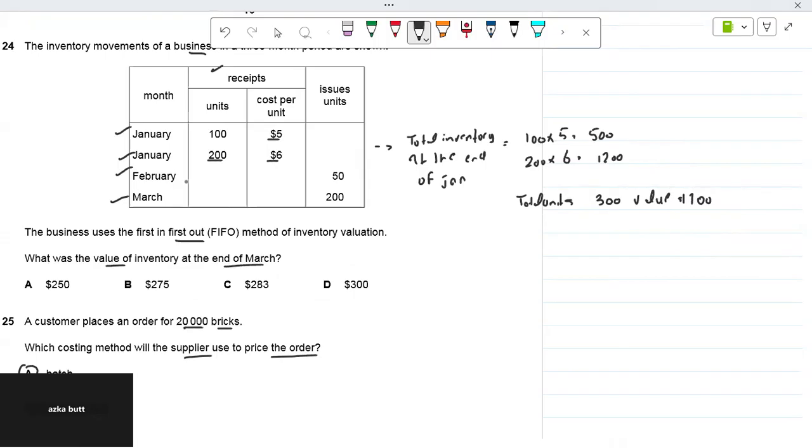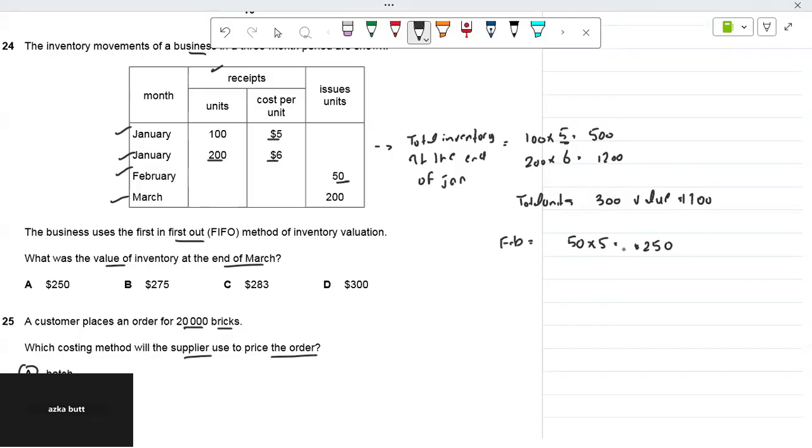Okay, now let's see the February transaction. So what happened in February? In February, we issued 50 units. Using FIFO, the first 50 units issued are from the oldest inventory, and the oldest inventory's value was $5 per unit. So the 50 units which we sold are valued at $5 per unit, and the cost of issue is $250.